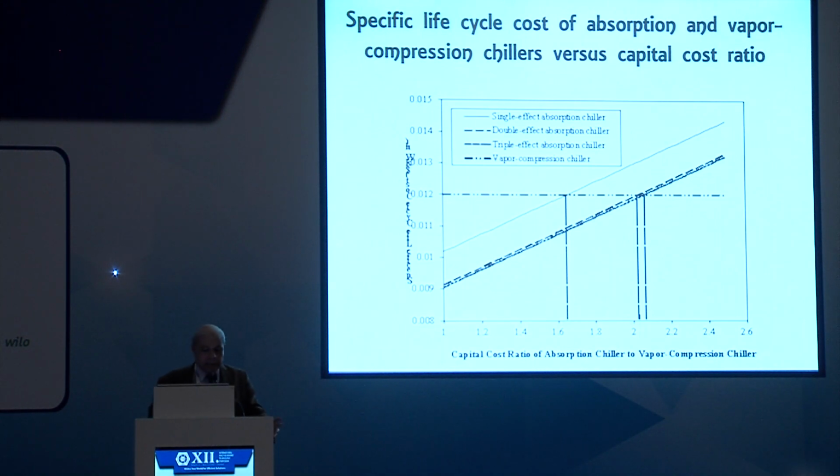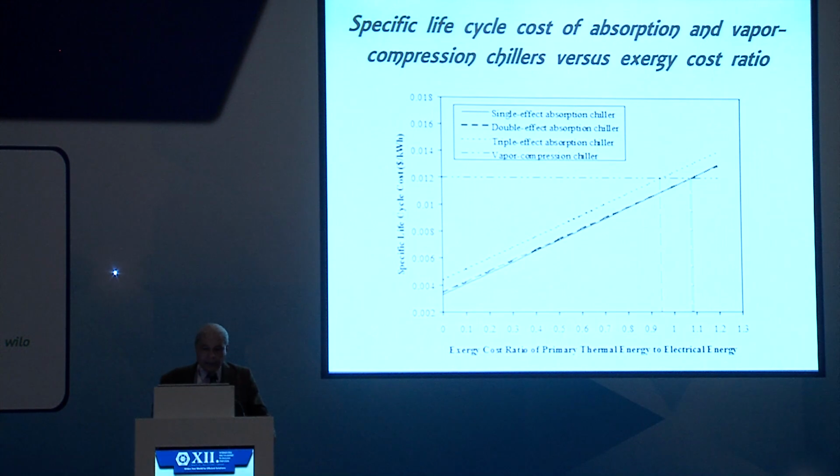This one, the vertical axis is the specific life cycle cost. Again, I apologize for the illegible vertical axis, but this is what they call the specific life cycle cost as a function of the capital cost ratio. Capital cost ratio would be the ratio between the capital cost for the absorption system versus the capital cost of the vapor compression system. So the capital cost ratio of 1 means that the two have the same exact cost. Capital cost ratio of 2 means that the absorption system has twice the capital cost of the vapor compression system.